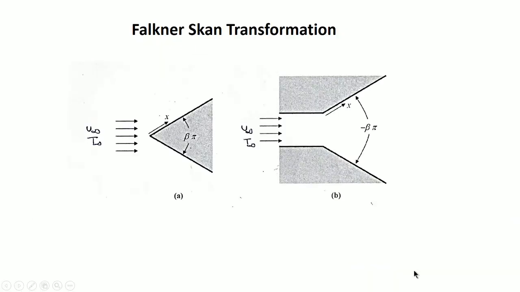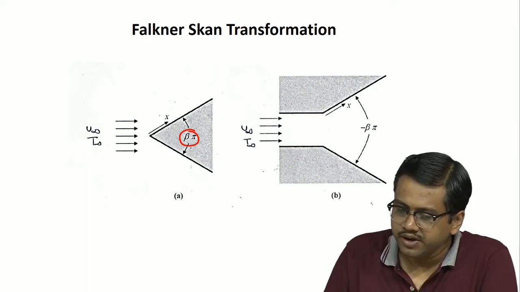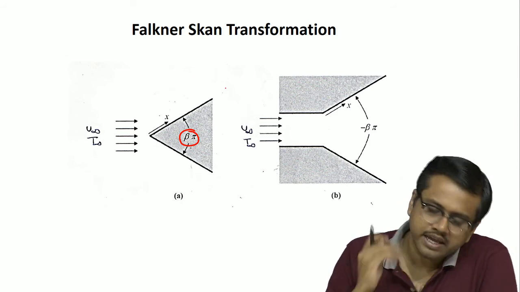Let me see. So, if you look at it here, for example, this is one type of a wedge. Go to the PPT view. Okay. So, this is one type of a wedge. The angle subtended is beta pi. This is u infinity, T infinity. This is how the direction of x is actually measured.